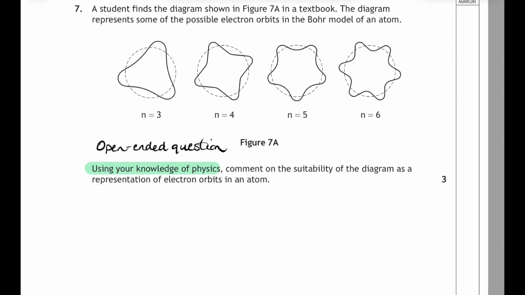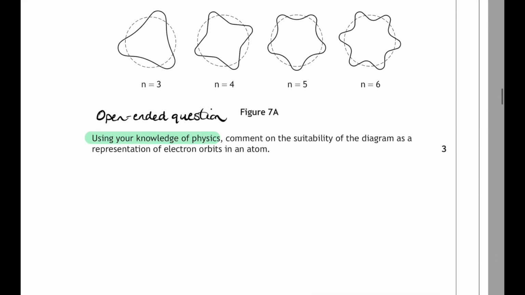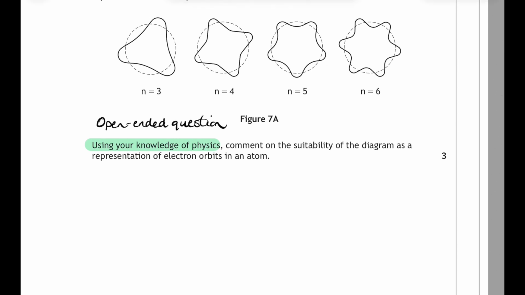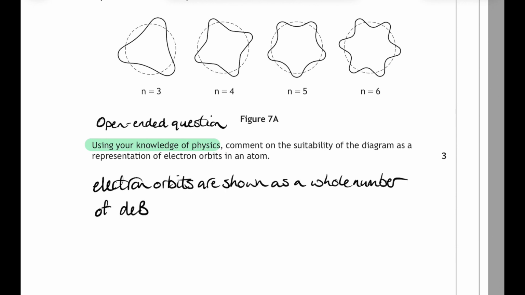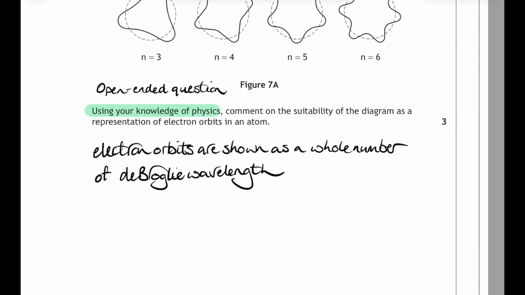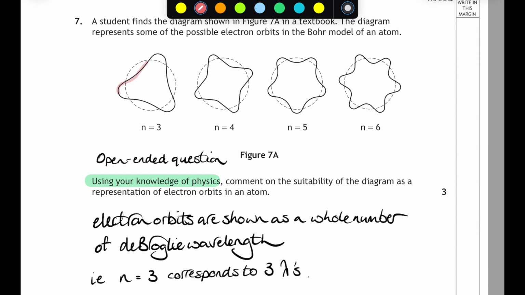Well, looking at the diagram, the orbit when n equals 3 seems to be showing a wavy line that's equal to 3 complete wavelengths, and then we've got 4 wavelengths for n equals 4, 5 for n equals 5, and 6 complete wavelengths when the orbit is n equals 6. So the electron orbits are shown as a whole number of de Broglie wavelengths. For example, when n equals 3, that corresponds to 3 complete wavelengths.